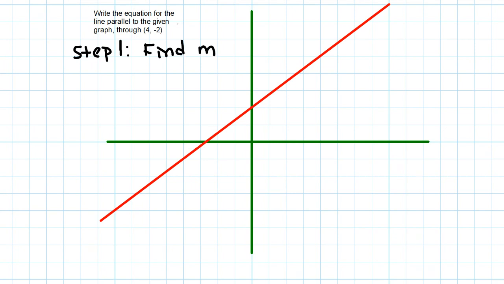Now to find m, remember we have to find 2 good points, and then we can draw a triangle to connect those 2 points. So what I'm going to do is look for 2 good points right here. I believe there is a good point, different color, right here at the y-intercept. So we're going to use that y-intercept right there. Now I think there is a good point right here.